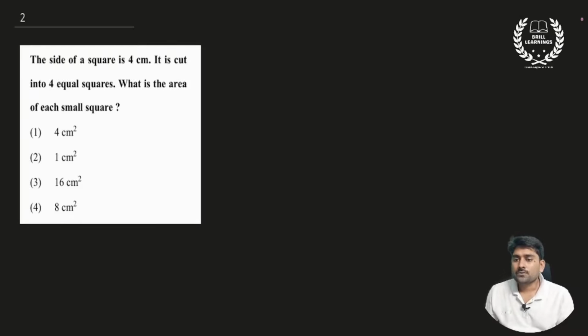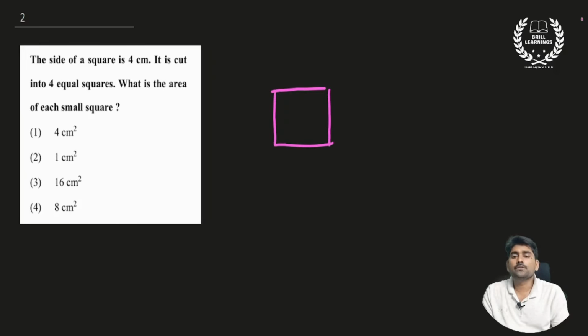So a side of a square is 4 centimeter. It is cut into 4 equal squares. What is the area of each small square? That is a very simple question. So first take the total area. First, the total area of the bigger square. What is the area? It is side 4 only, right? So side is 4. That means area is 16.